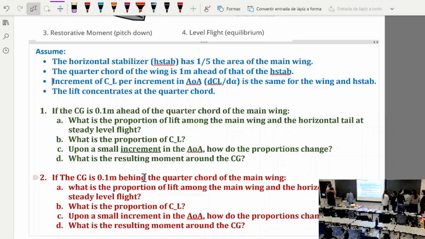You need to just be consistent in the direction, right? So if you define the lift on the horizontal tail to be upward, then this is going to be positive. If you define it to be the negative direction, then it will be negative. So it's up to you. Just make sure you define the direction and stick with it.